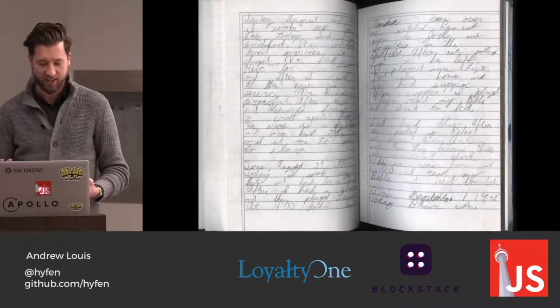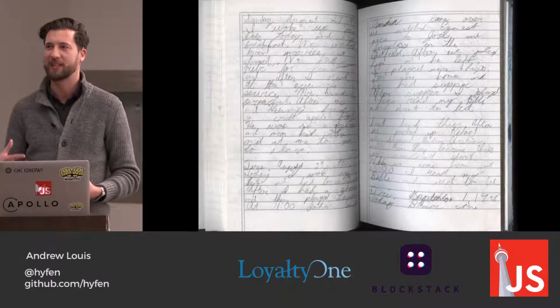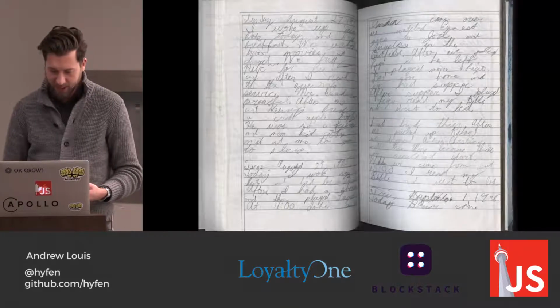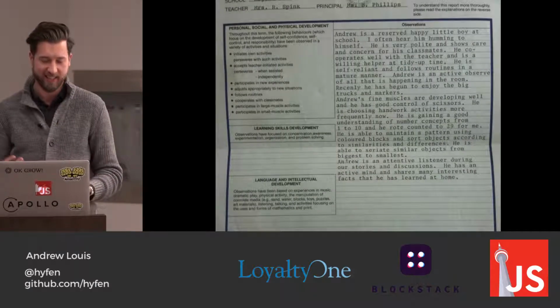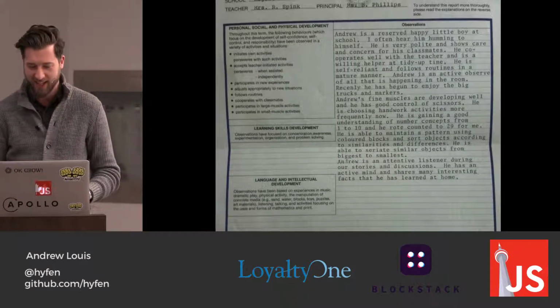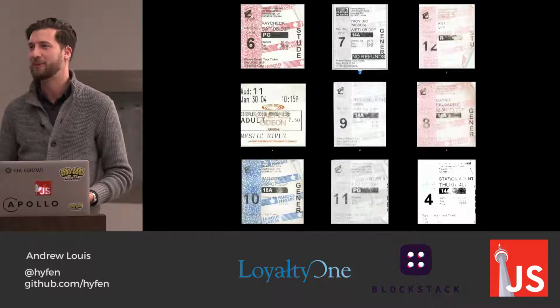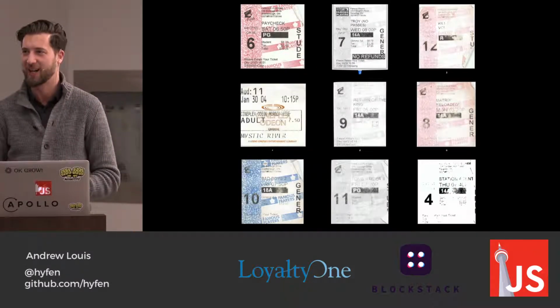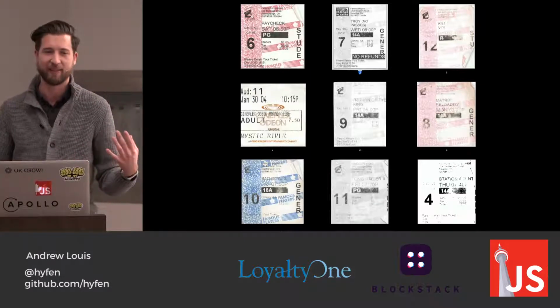So this started early. This is my grade 5 journal, and I've been journaling on and off since then. This is my report card from kindergarten that I scanned and kept around. I started keeping all my movie stubs, for example, so I have an unbroken list of every movie I've watched.